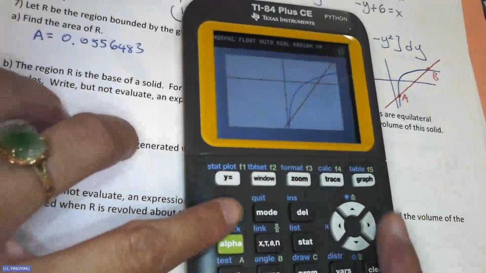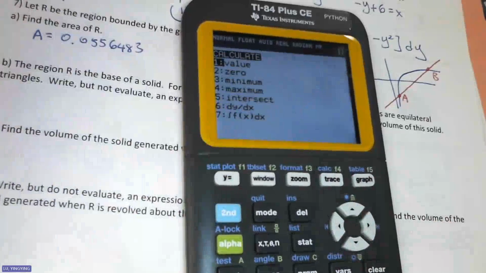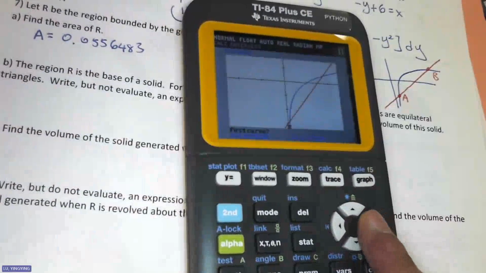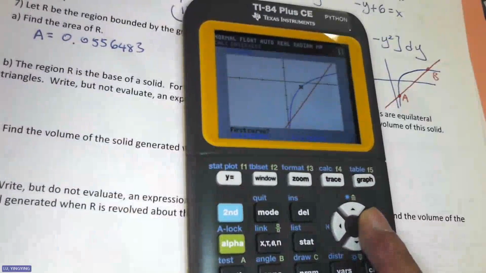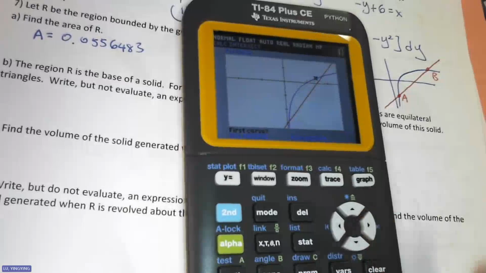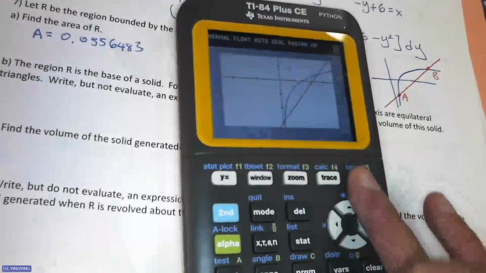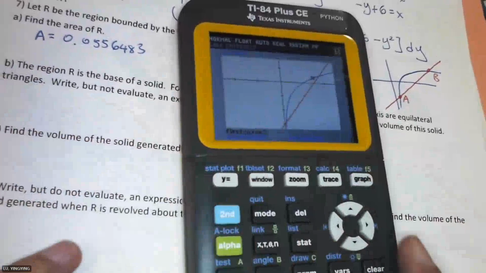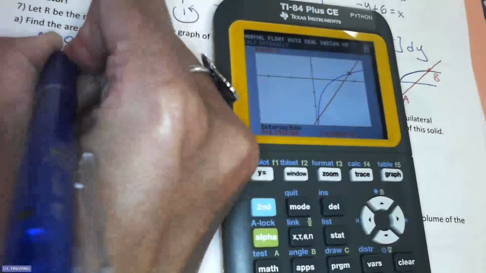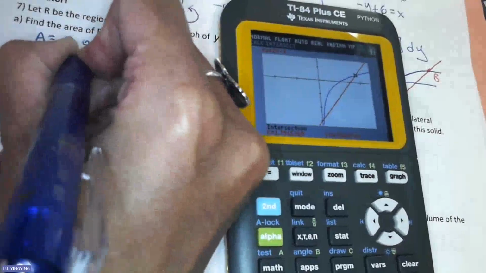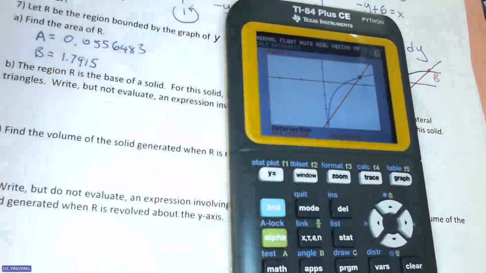Find another intersection. Do the same thing. But you gotta move your cursor a little bit away from the first one, go to the second one right there, press enter 3 times. 1, 2. Oh gosh, I cannot do that. 1, 2, 3. The second one I found is about 1.7915 here.